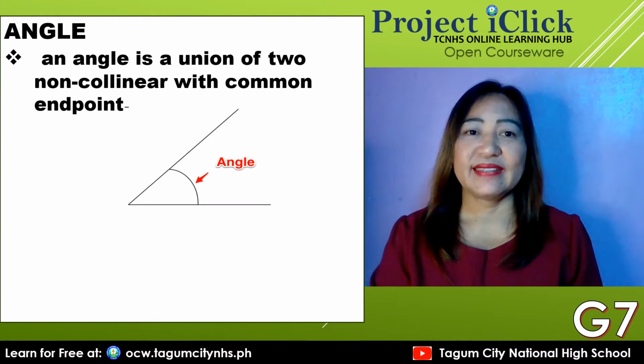Let's have a brief discussion about the definition of angles and the types of angles. An angle is formed when there is a union of two non-collinear rays with a common endpoint.